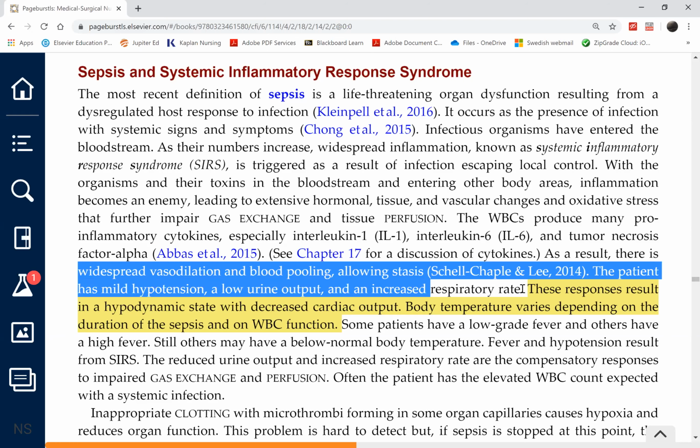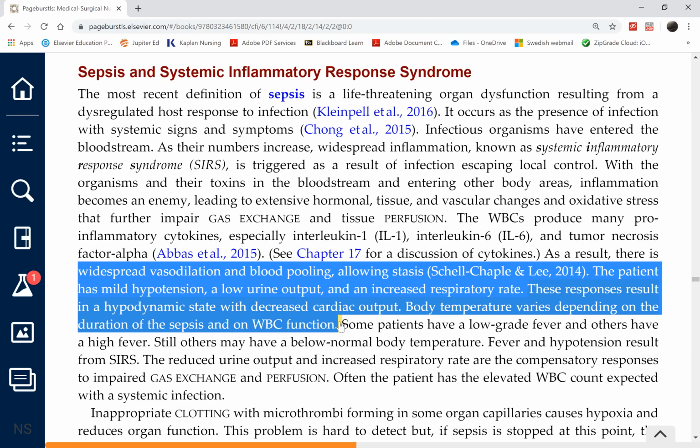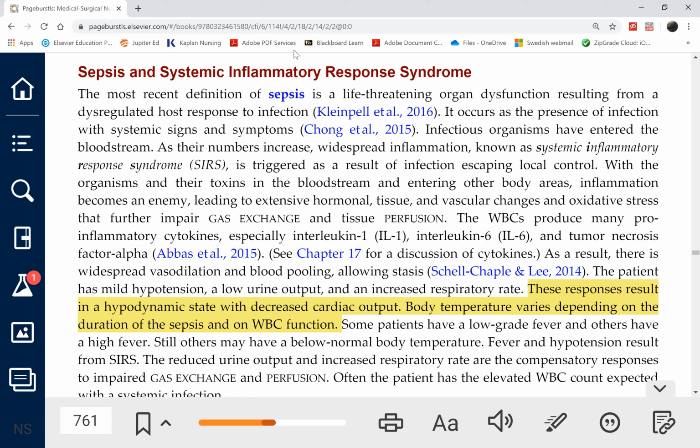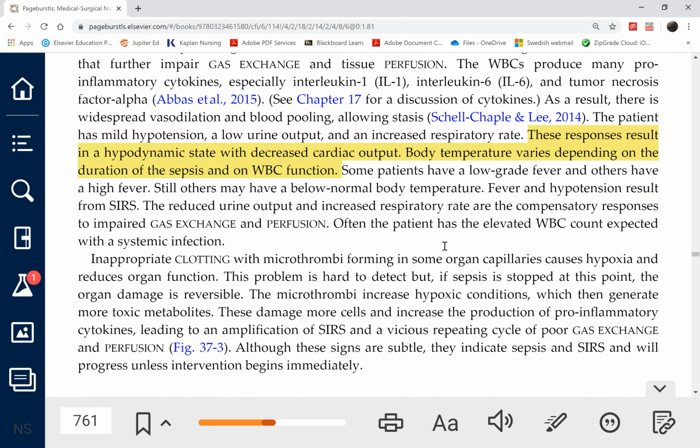Decreases. It will drop. So here, the patient has mild hypotension, low urine output, and increased respiratory rate. So these are all okay. I mean, I'm not saying okay, but the pattern is predictable, right? Of course, the patient is getting worse. So we will see a hypodynamic state, meaning the patient goes hypotensive during this episode, during early sepsis and SIRS during this stage. Okay, so the patient has fever. So yeah, we can see that they are going bad.